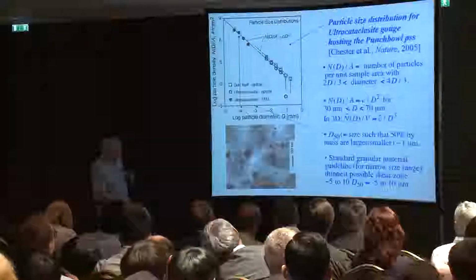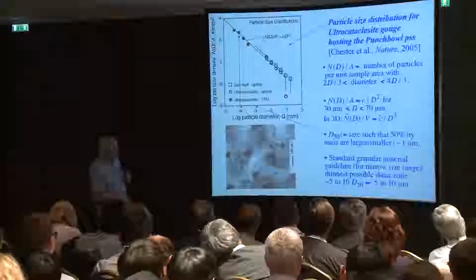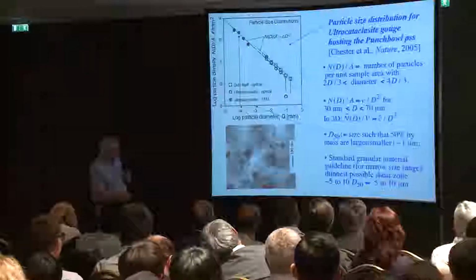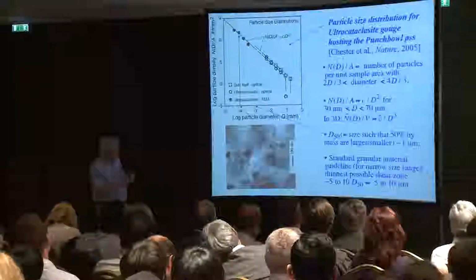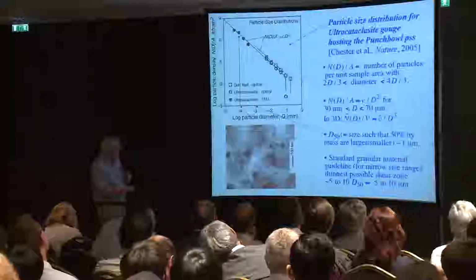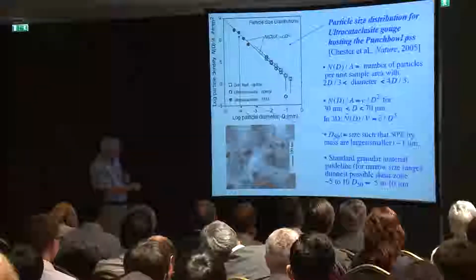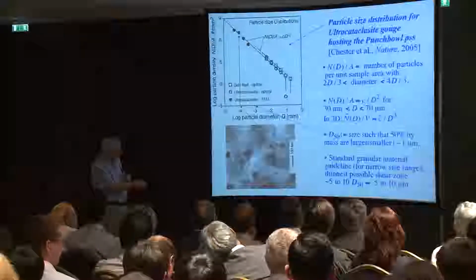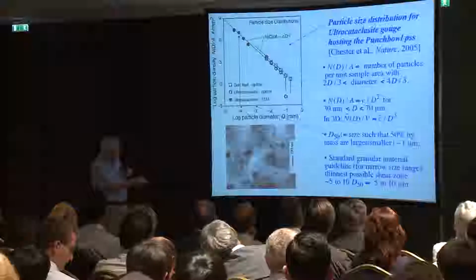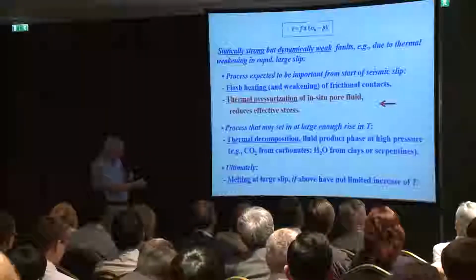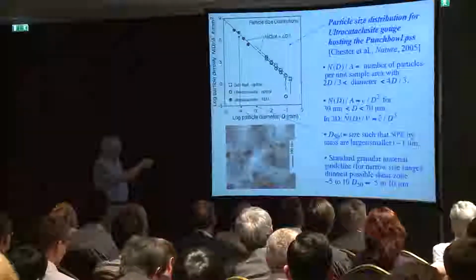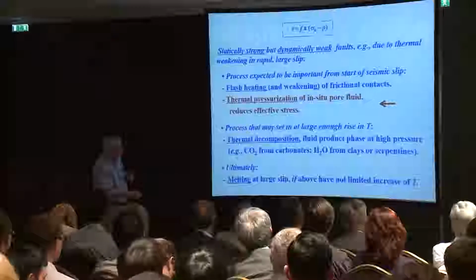Now, another thing about this fault gouge material is that the particles get extremely small. So the ground up material in the fault zone gets down to, here you see in a dimension in millimeters, so it gets down to the micron range, and it's a size distribution of the particles.